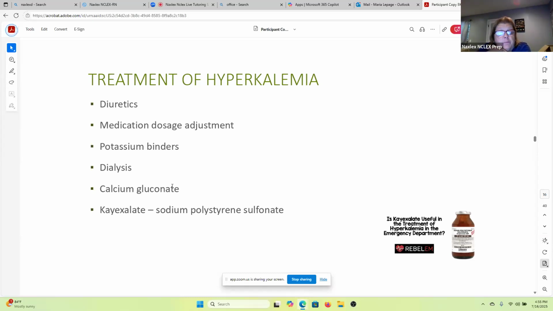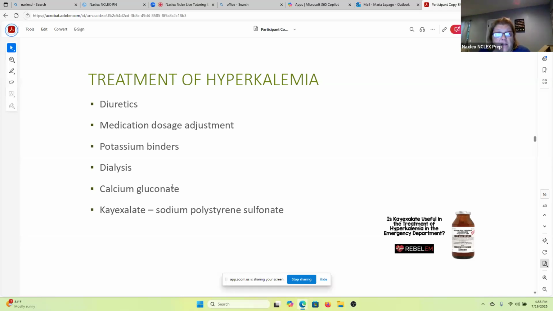So we may give them some loop diuretics, especially if they're fluid overloaded as well, on top of that hyperkalemia. We might do medication dosage adjustment because there are some medications that cause hyperkalemia. We might give them some potassium binders. One of those would be the K-exalate, that sodium polystyrene sulfonate. That gets rid of the potassium through the GI tract. So it's going to bind to it and excrete it in the form of the stool.